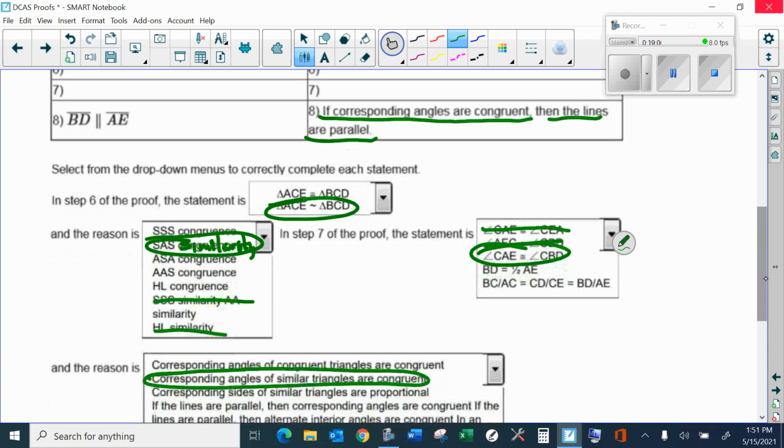So I don't know why they have similar. If they want to put SAS similarity, that's fine. But there's some error in how that is written, because it should have been SAS similarity right there. Okay, let's go to the next problem.